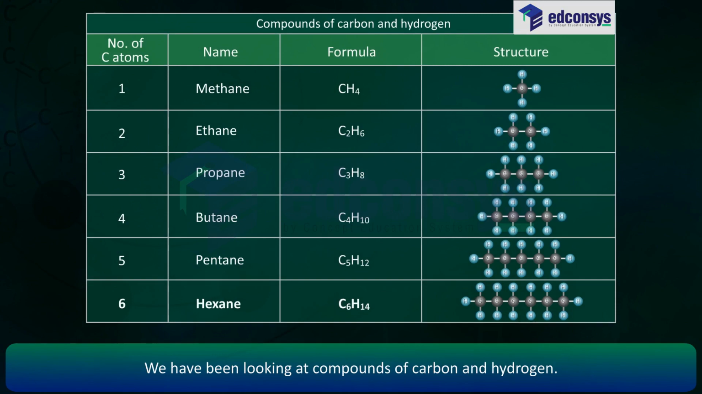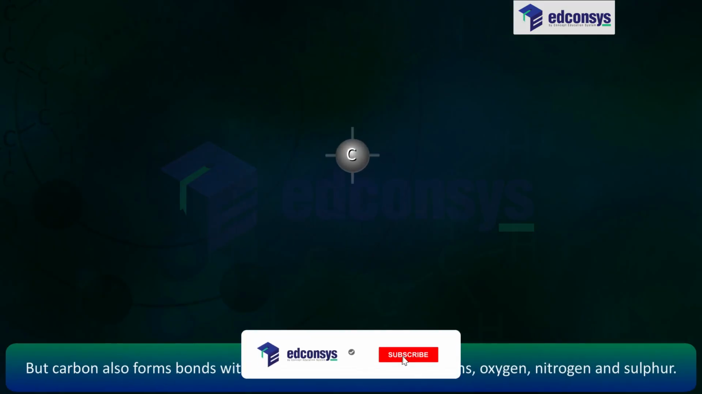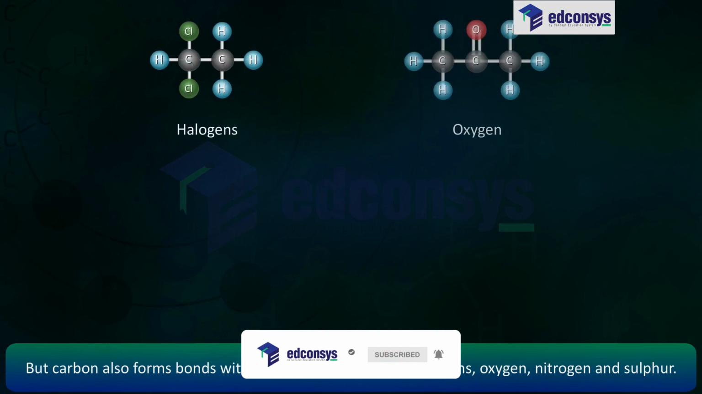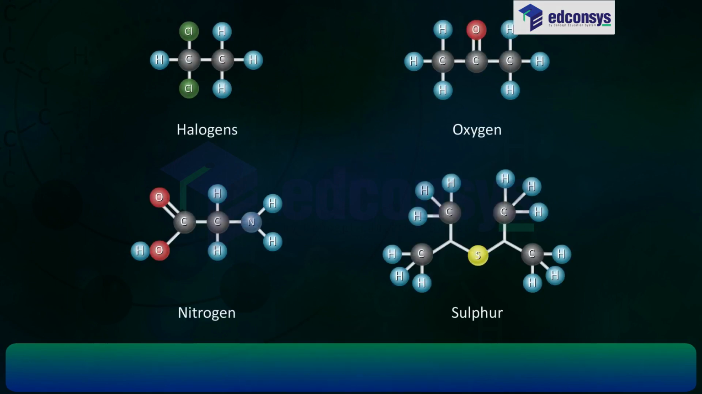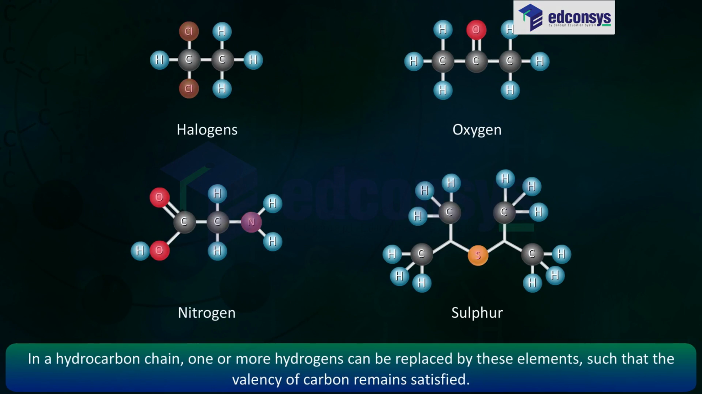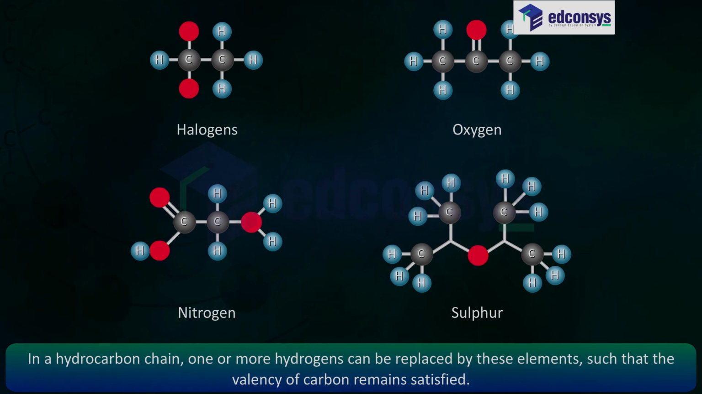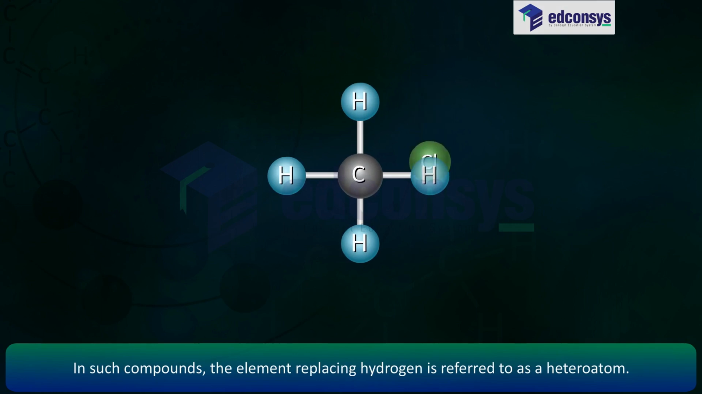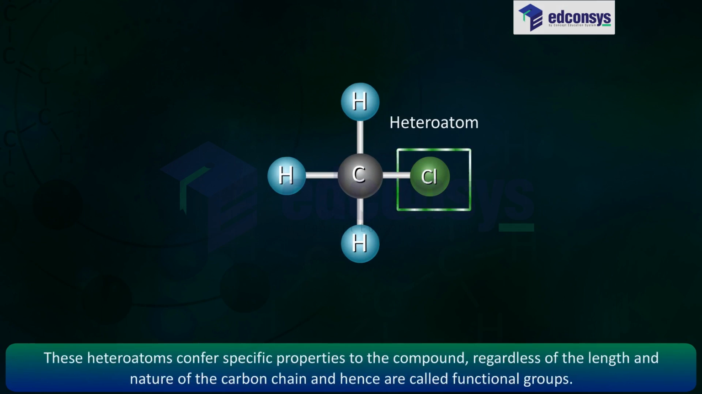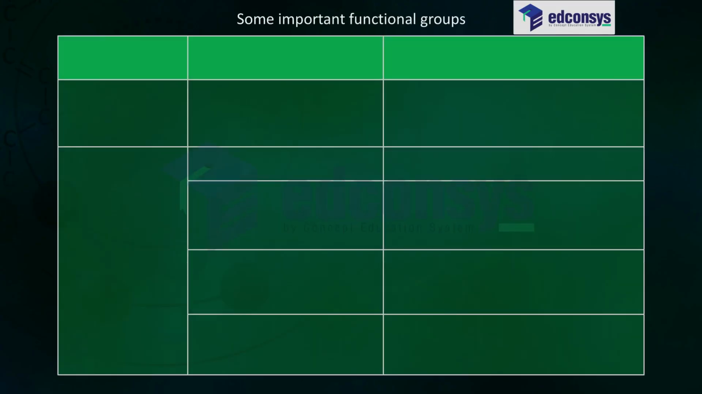We have been looking at compounds of carbon and hydrogen, but carbon also forms bonds with other elements such as halogens, oxygen, nitrogen, and sulfur. In a hydrocarbon chain, one or more hydrogens can be replaced by these elements such that the valency of carbon remains satisfied. In such compounds, the element replacing hydrogen is referred to as a heteroatom. These heteroatoms confer specific properties to the compound regardless of the length and nature of the carbon chain and hence are called functional groups.